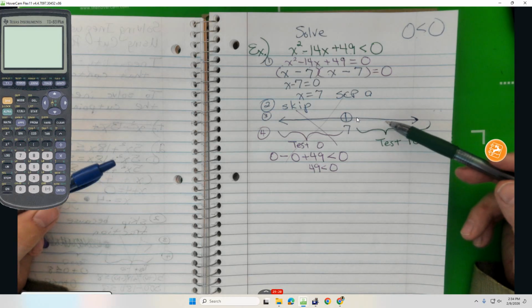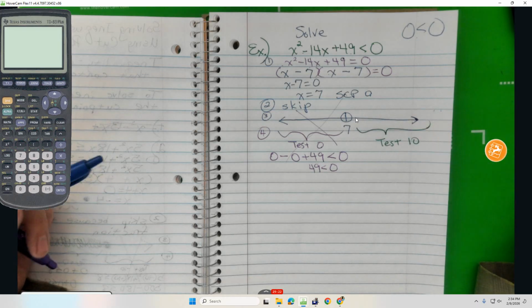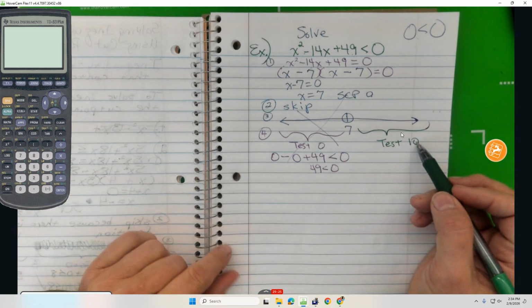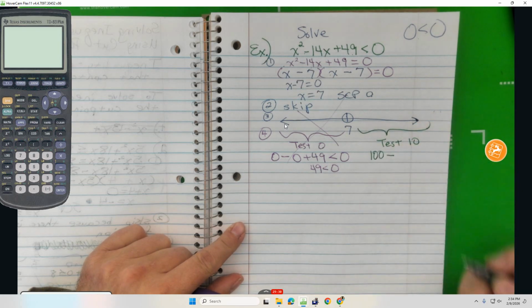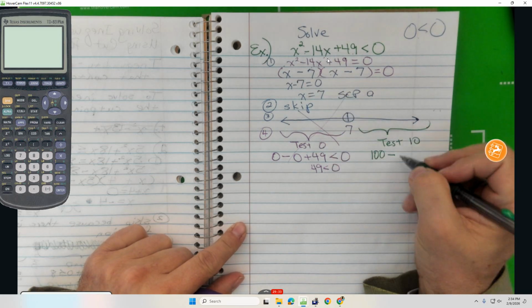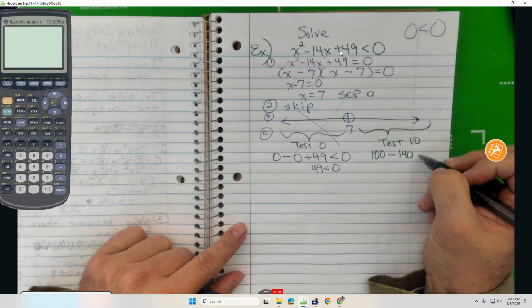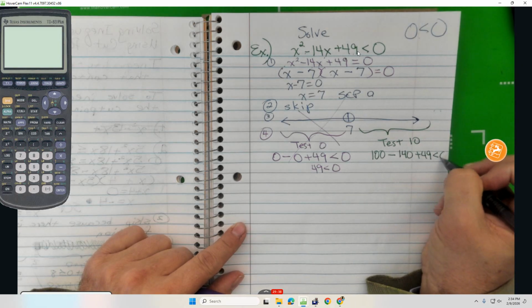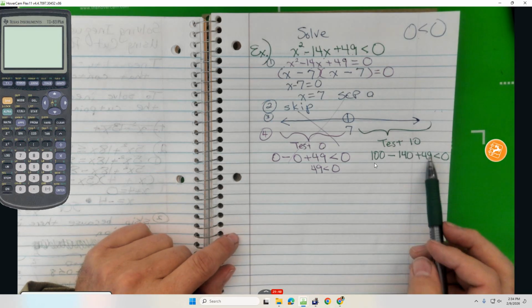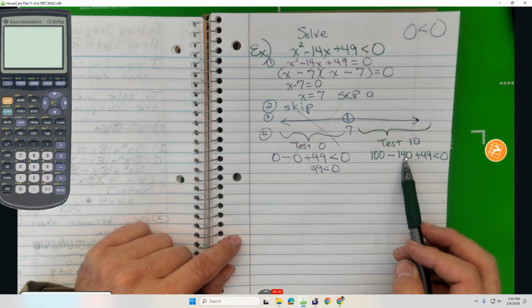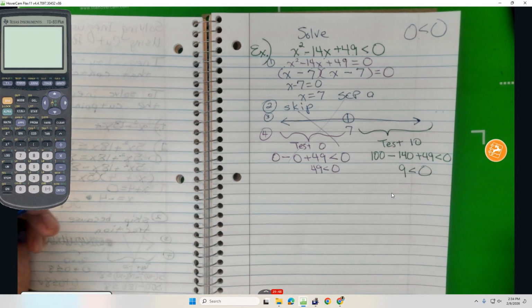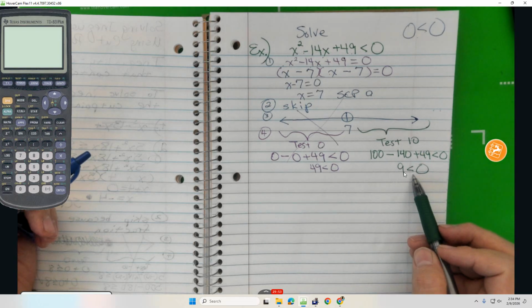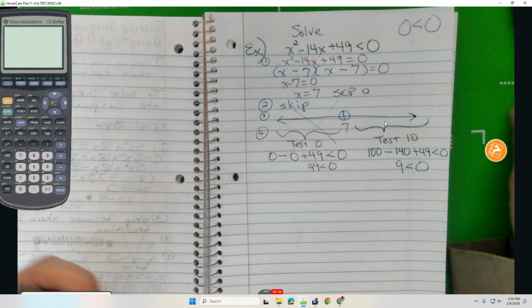You could test 9.45. We'll still get this, or 7.1. I'm testing 10. 10 squared is 100, minus 14 times 10 is 140, plus 49 is less than 0. So that's 149 minus 140 is less than 0. I'm getting 9 is less than 0. Shade or cross out. Is that a true statement? No, we cross that interval out as well.